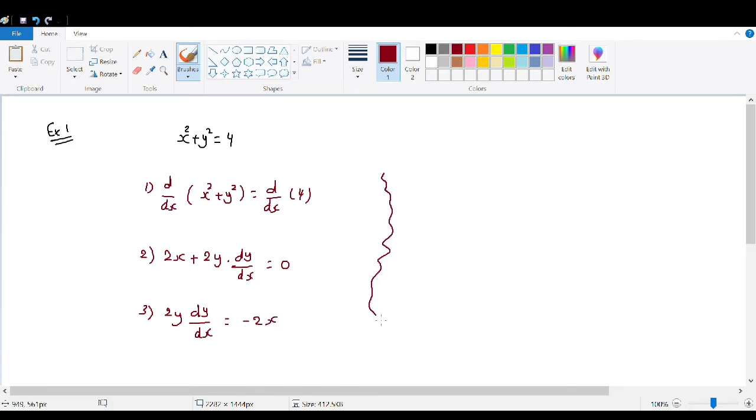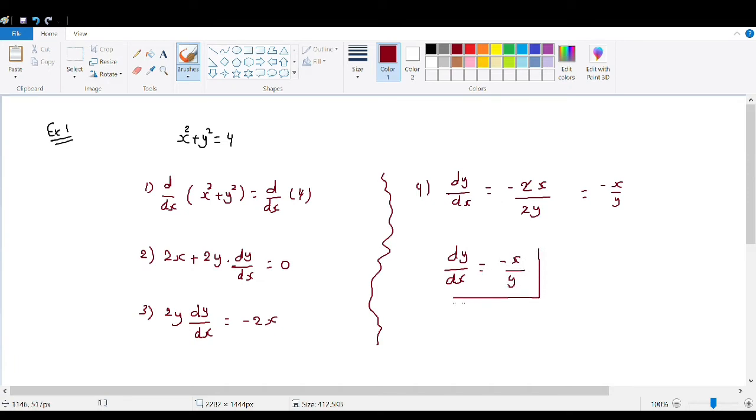Then for the fourth step, we need to write dy over dx in one side, so we need to divide by 2y, so dy over dx will be equal minus 2x divided by 2y. We can cancel these two with these two, so it will be minus x over y. So now we conclude that dy over dx is equal minus x over y. So this is the derivative of our function x squared plus y squared is equal 4.